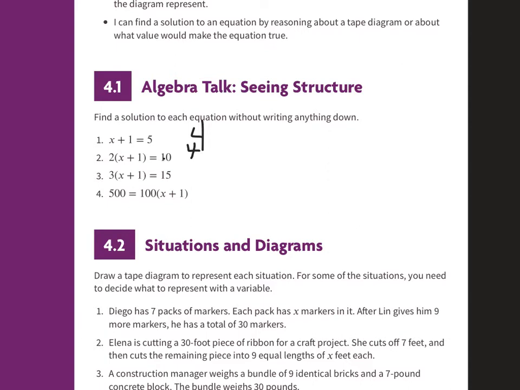3 times what equals 15? Well, 3 times 5 is 15. What plus 1 is 5? Well, 4 is. And 100 times 5 is 500. What plus 1 is 5? Well, 4 is. So the answer to all of those was 4.